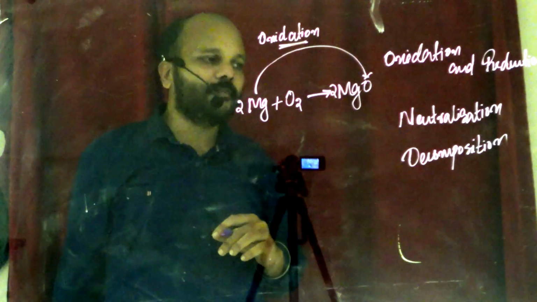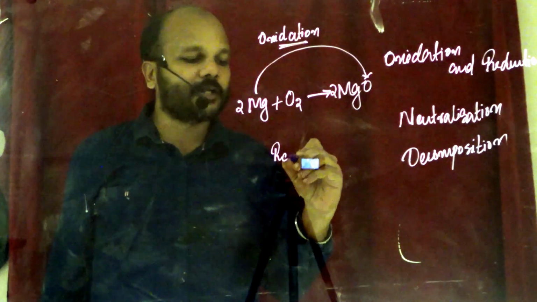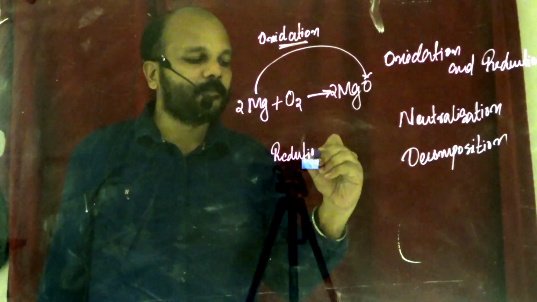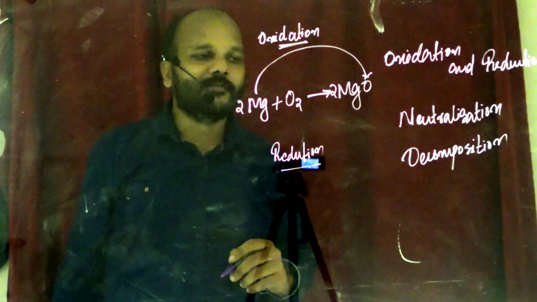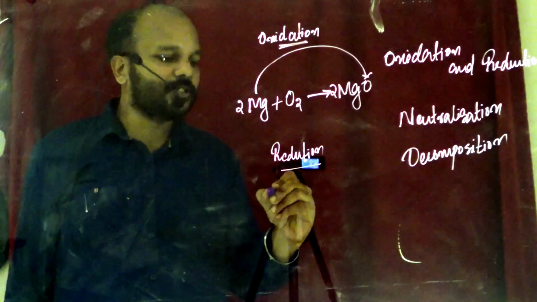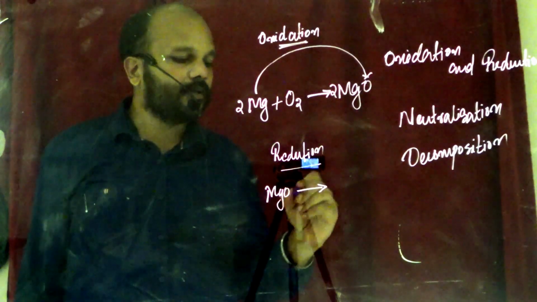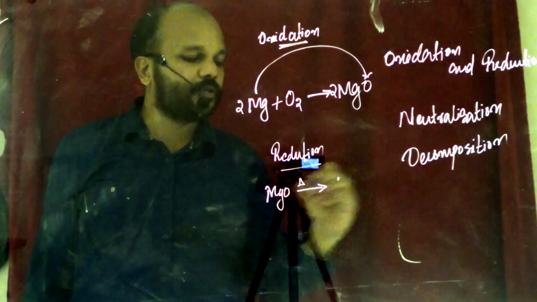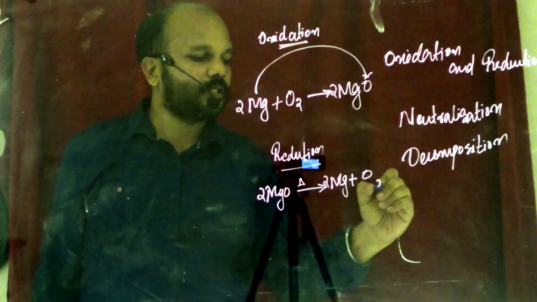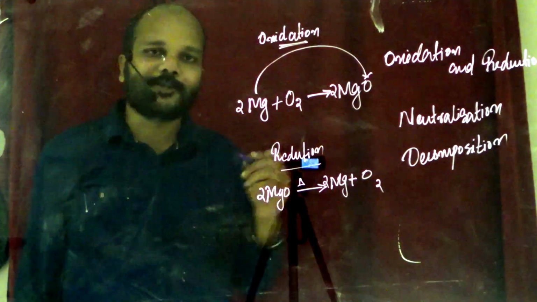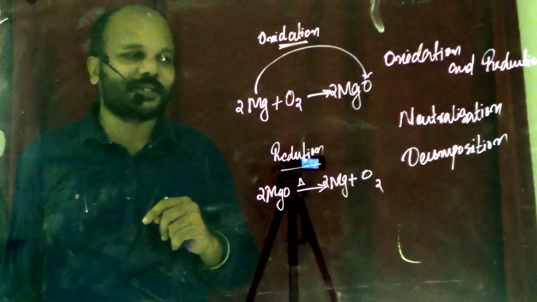Now what is reduction? What type of reactions are called reduction reactions? Loss of oxygen. If oxygen is being lost, that is going to be reduction. For example, suppose we have magnesium oxide. If you heat it in excess heat, it is going to give 2 Mg plus O2. Here oxygen got released, right? These types of reactions are nothing but reduction reactions.